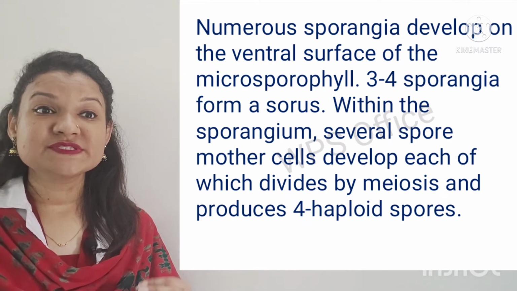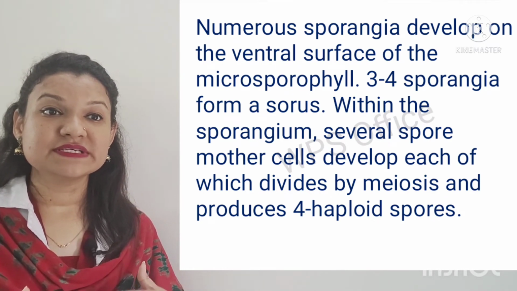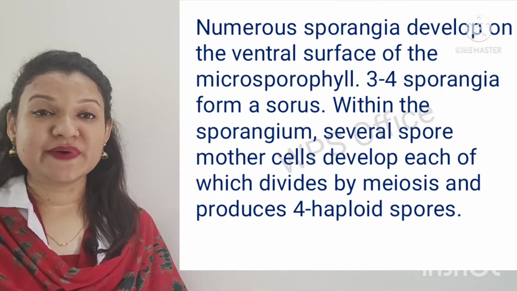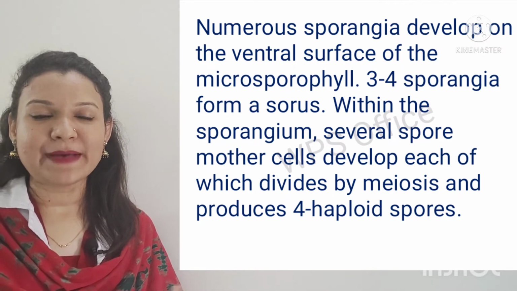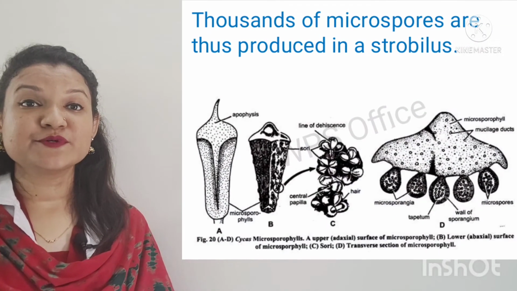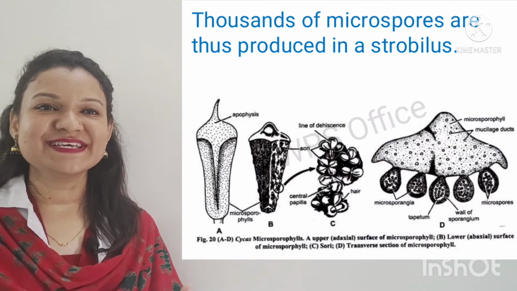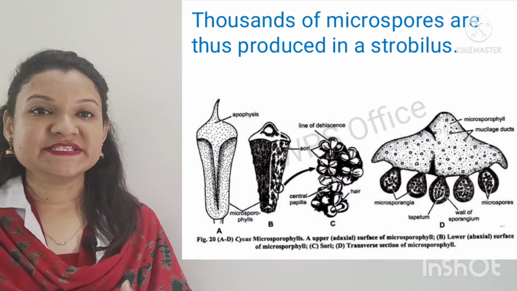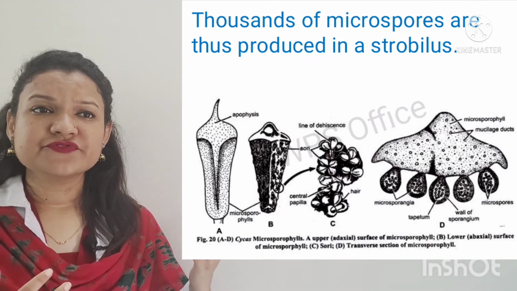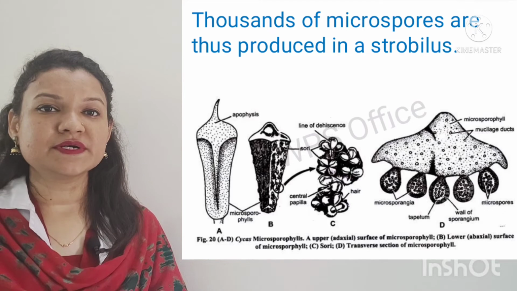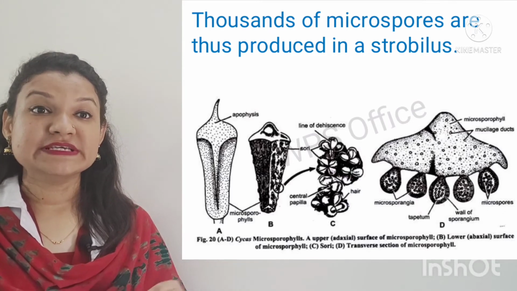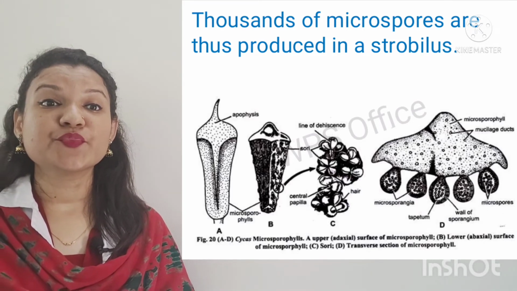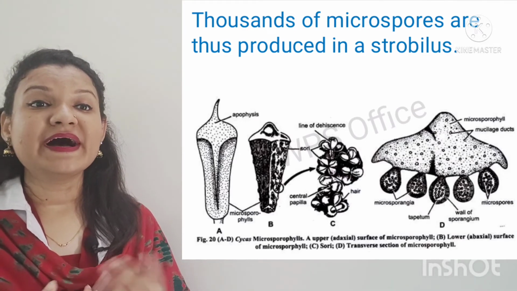Within the sporangium, several spore mother cells develop, each of which divides by meiosis and produces four haploid spores. Thousands of microspores are thus produced in a strobilus. Mature spores are disseminated by air and frequently fall on the pollen chamber of the ovule. In germination, each microspore produces a pollen tube and the male gametophyte.